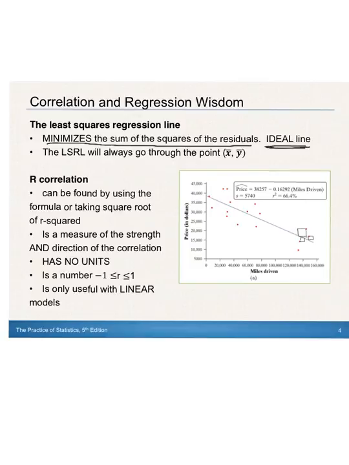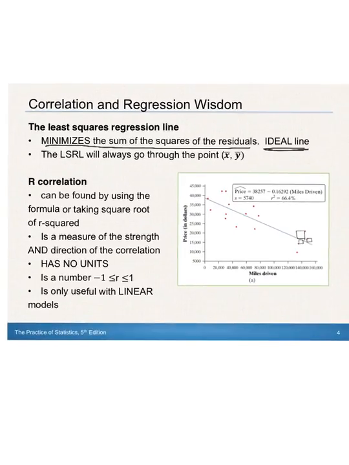The least squares regression line, by the way, will always go through the average, the mean of x and the mean of y. So let's say the mean of x was here, and then the mean of y was there. The least squares regression line will always go through that point.